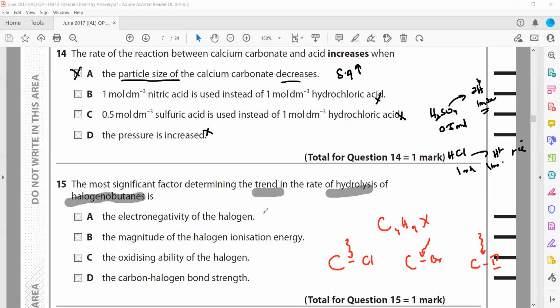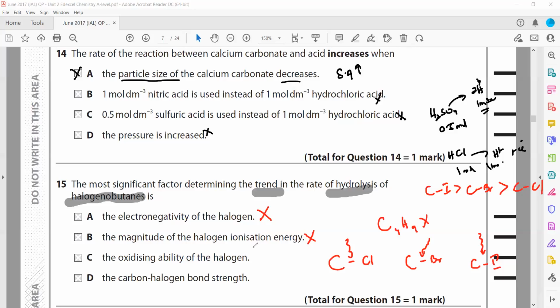So it does not depend on the electronegativity of the halogen. When we compare the rate, the carbon-iodide bond will react much faster than carbon-bromide, and that will react much faster than carbon-chloride. So it does not depend on electronegativity. The magnitude of halogen ionization energy does not affect it, because ionization energy is not the factor here.